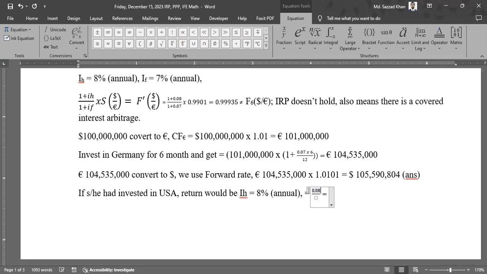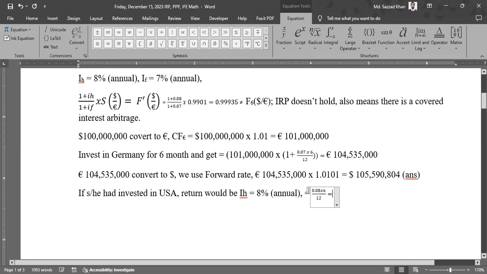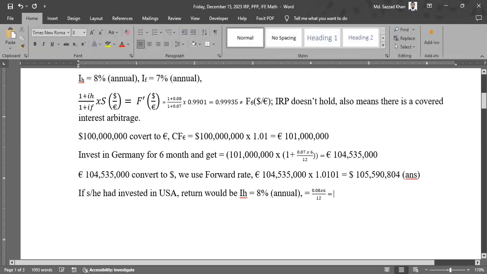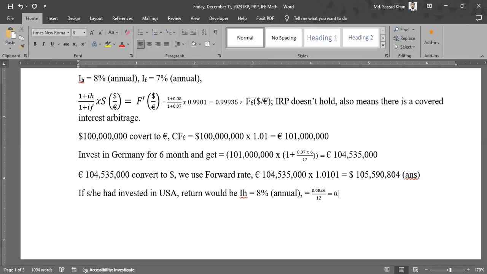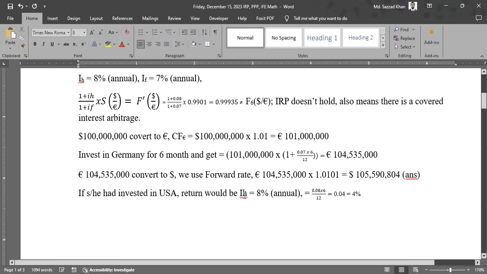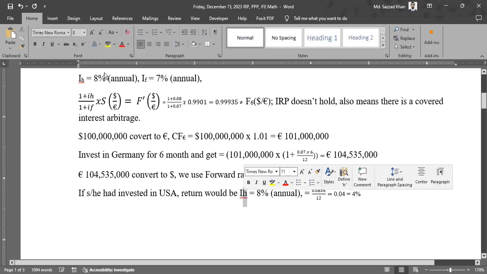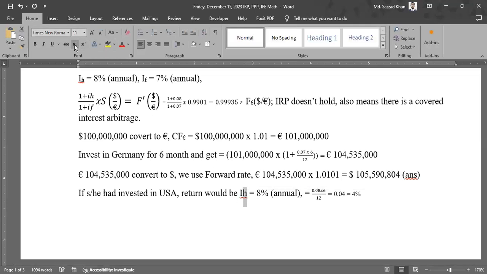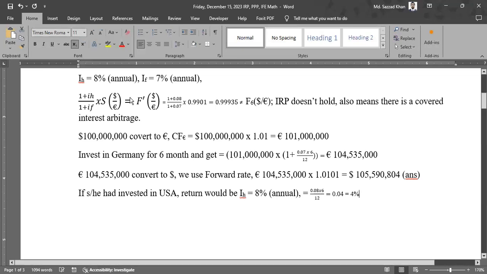0.08 into 6 divided by 12, because we're compounding for 6 months. It will give us how much? 0.04 or 4%. So if he had invested in his home country for 6 months, he would have earned only 4% return.